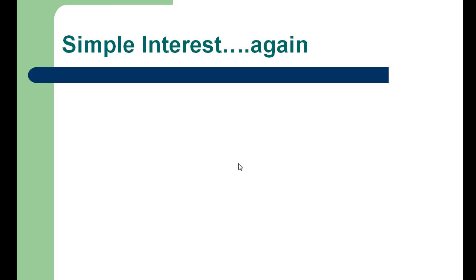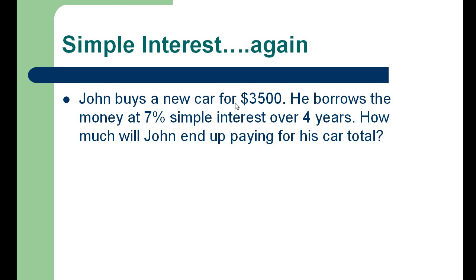Simple interest again. Same question, worded a little differently. John buys a new car for $3,500. He borrows the money at 7% simple interest, again over 4 years. How much will John end up paying for his car total? So now we want to know the total amount that John's going to pay for his car. A slightly different way we need to go about doing this problem.